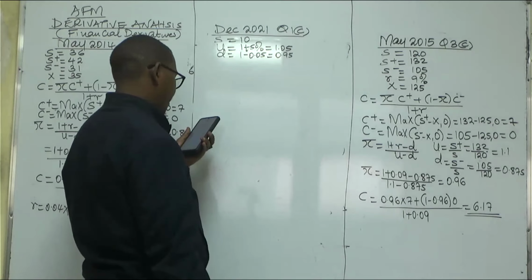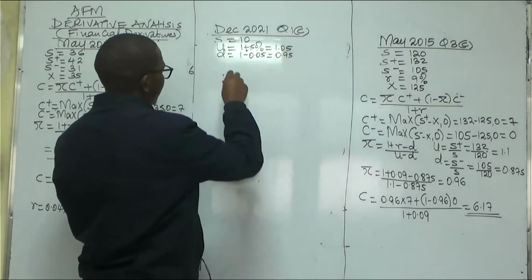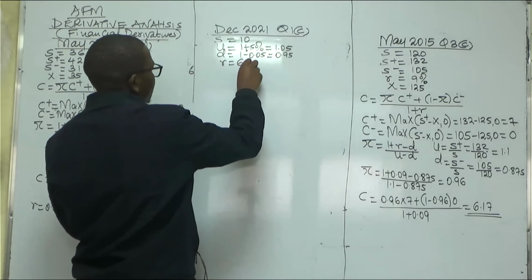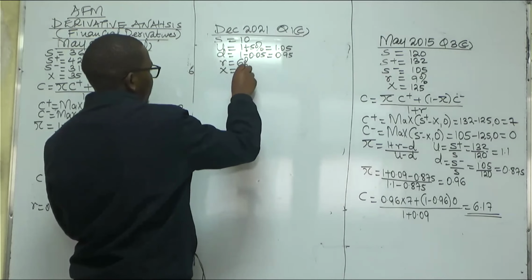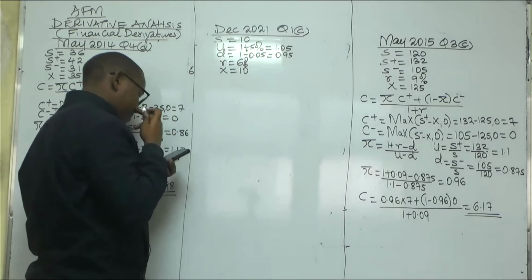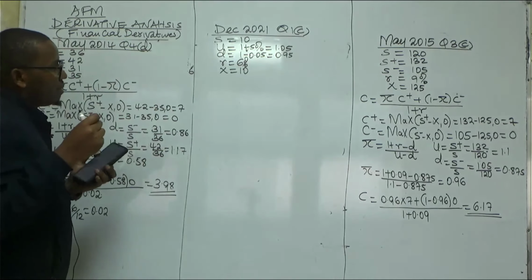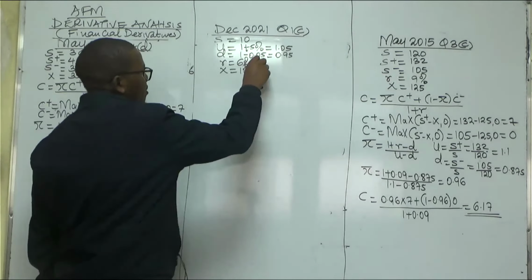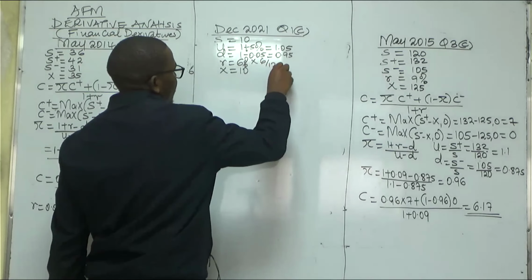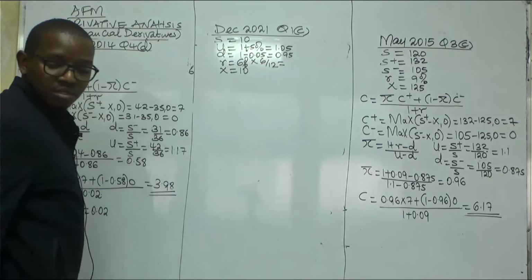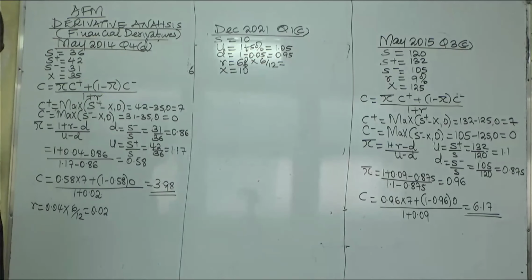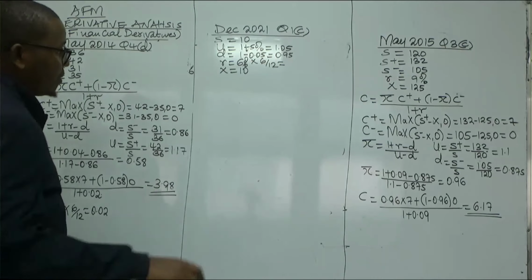Risk-free rate of return is 6%. R will be given as 6%. Exercise price, which is a strike price, is also 10. The option can be exercised in 6 months. So this one I will multiply by 6/12. What will be our R? It will be 3%.